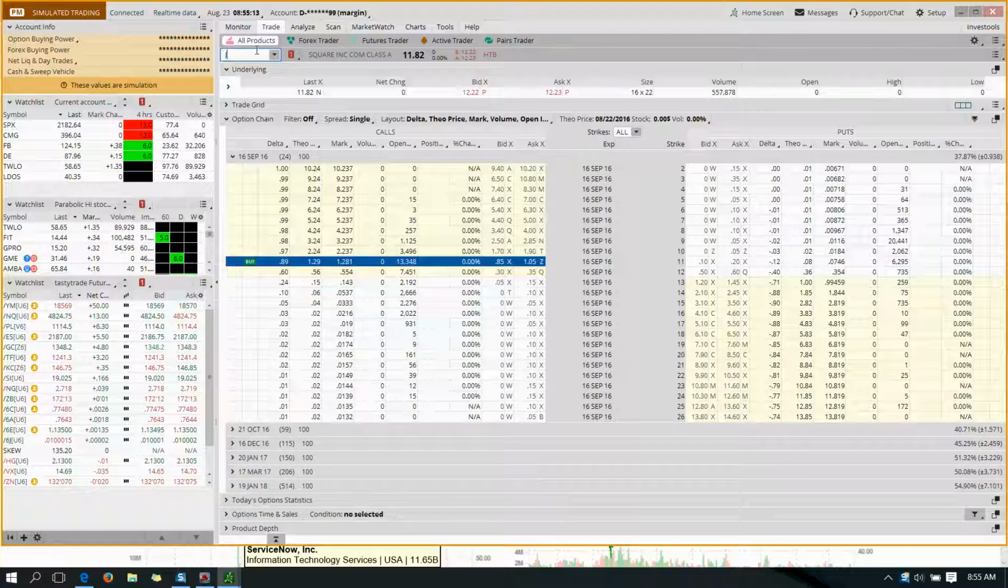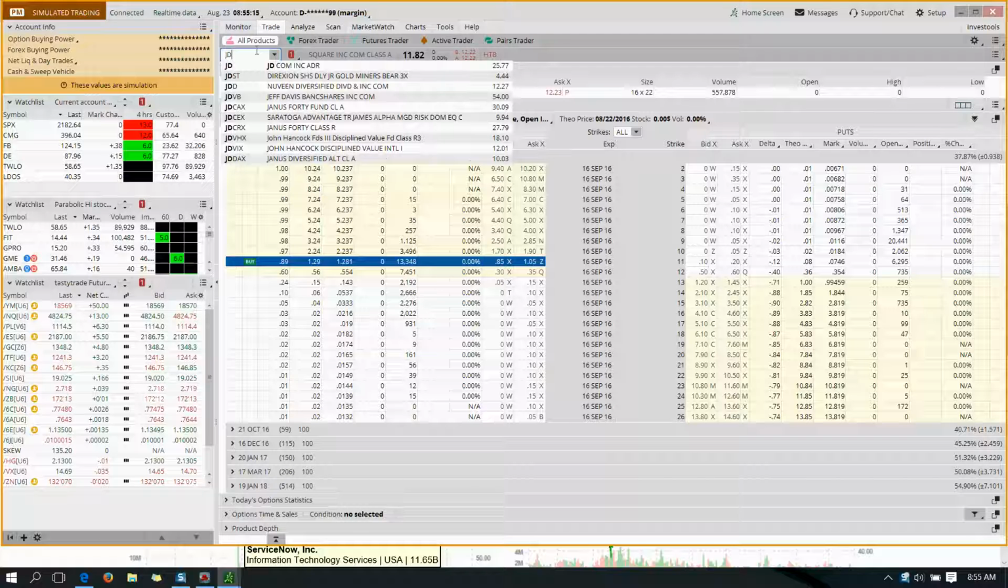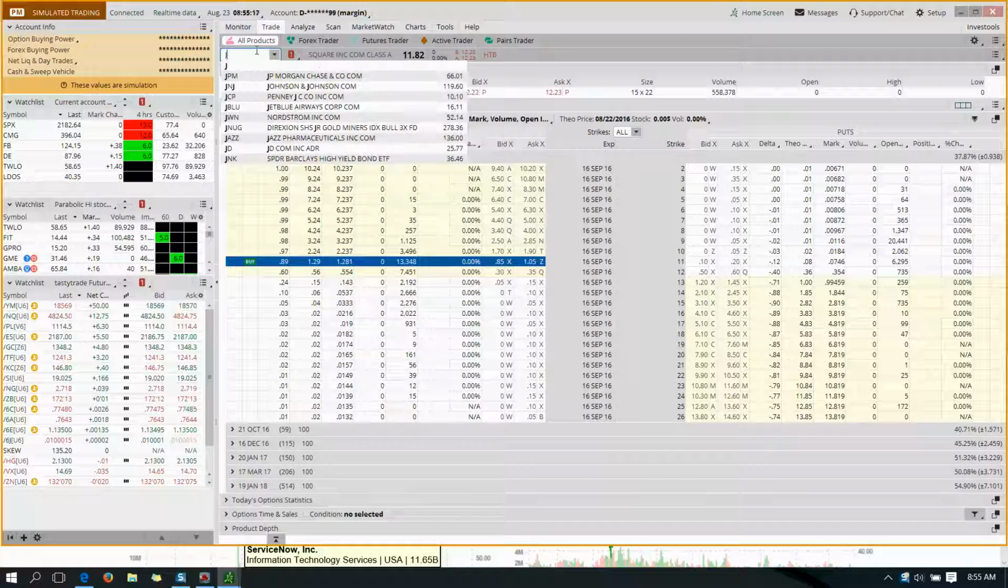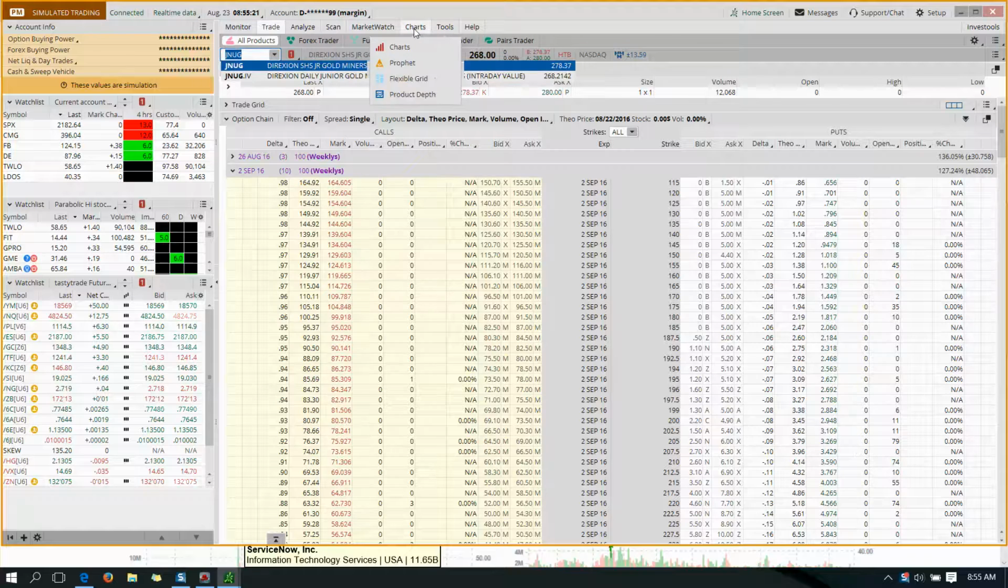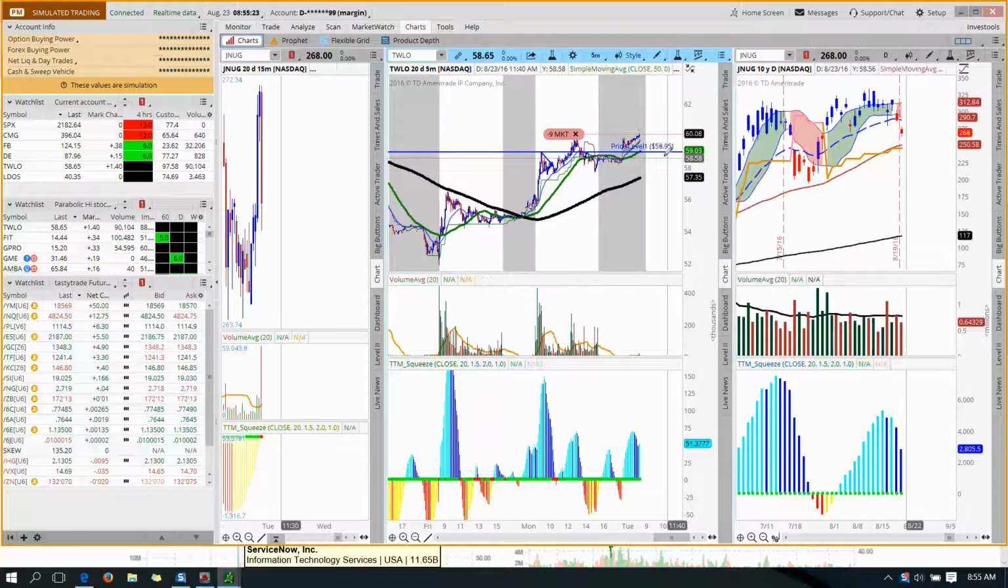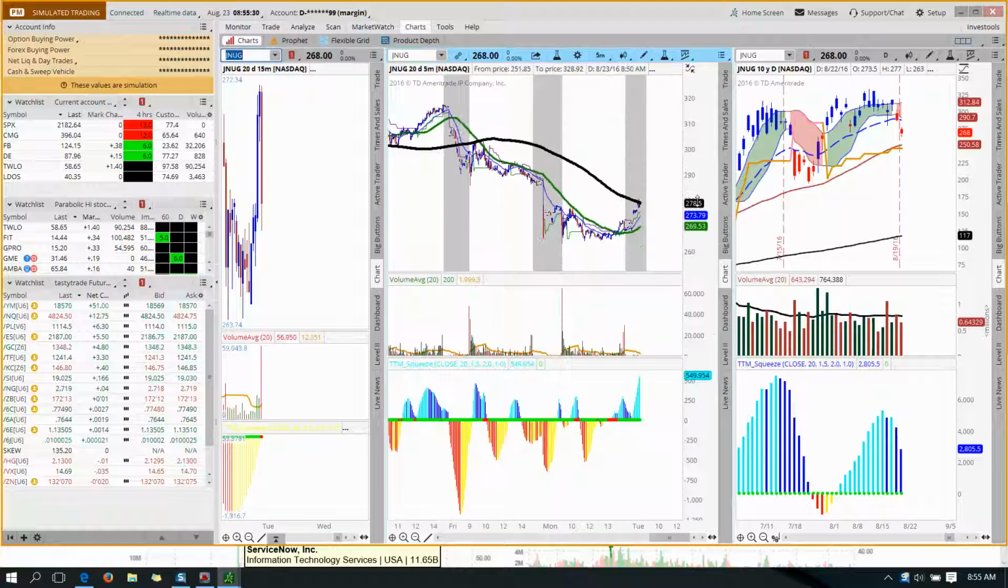And so the way I'm going to play it is I'm going to play JNUG. I see it's gapping up this morning. So let me look at the chart real quick and see how it's gapping up. One second right here. It's gapping up this morning, and it's on a 5-minute chart.